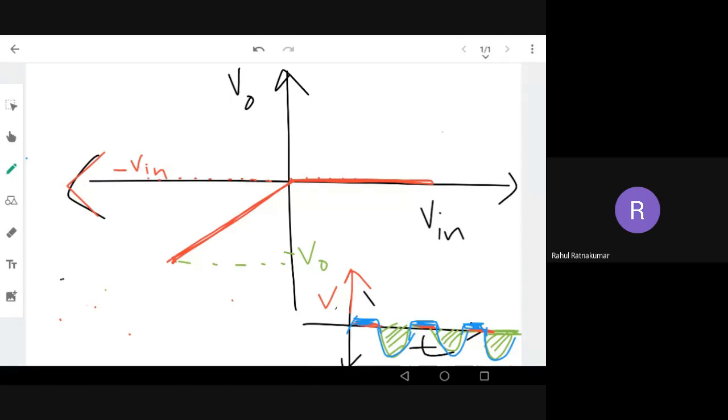Now the same question is in this circuit: can you draw the I out versus V in? So what is the variation of I out? Is this output clear? If anyone has any doubt, please put it in the chat, or you can unmute and ask.